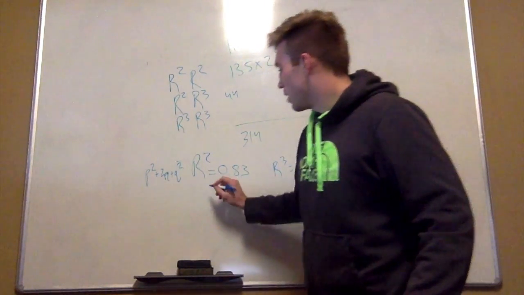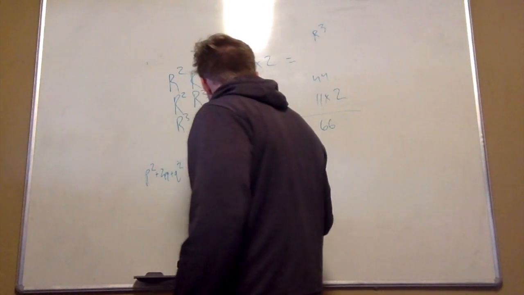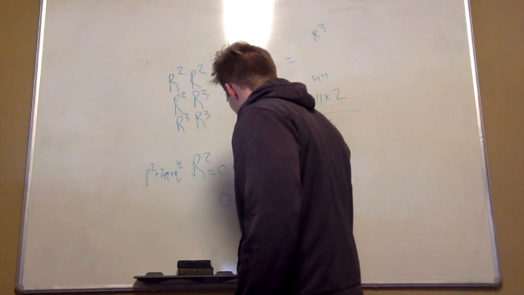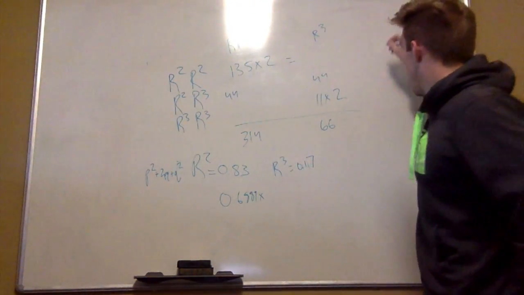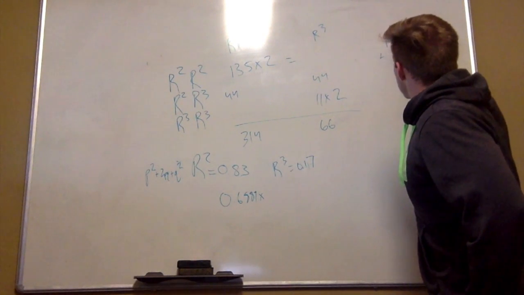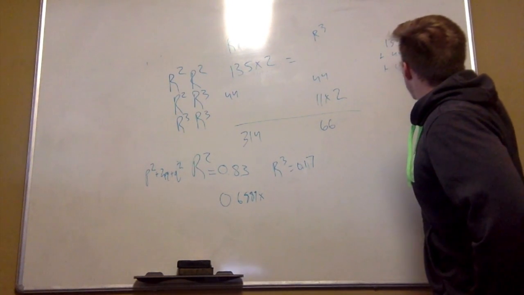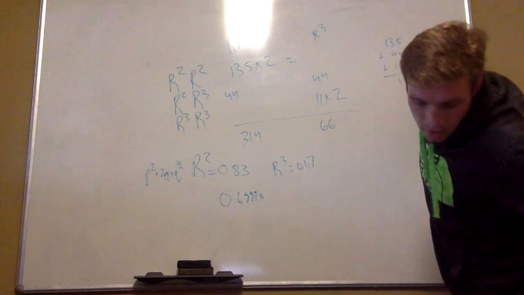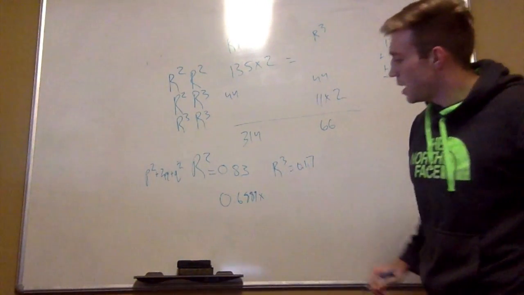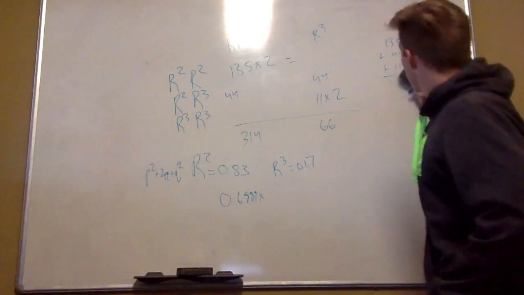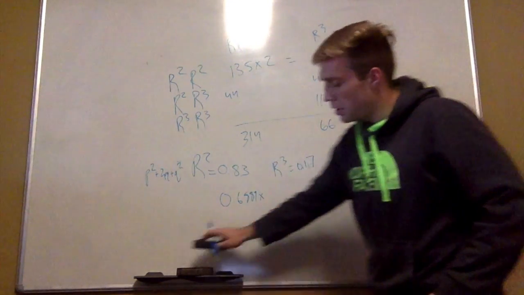And then we take that value, which happens to be 0.689, and we're going to multiply it by the total number of individuals we have. So we have 135 plus 44 plus 11, which gives us 190. And then we're going to multiply 0.689 by 190. And that's going to give us a number. That's going to give us our expected phenotype.